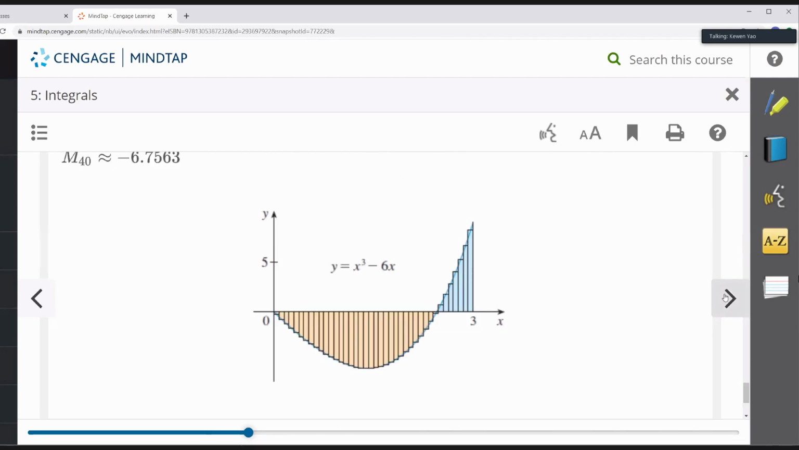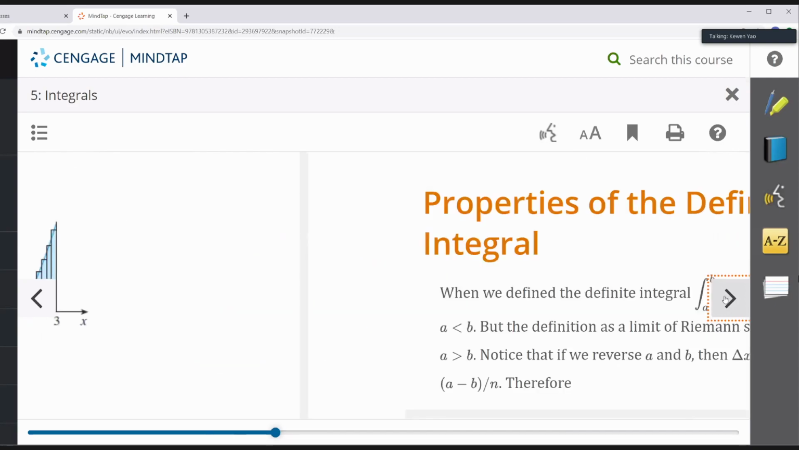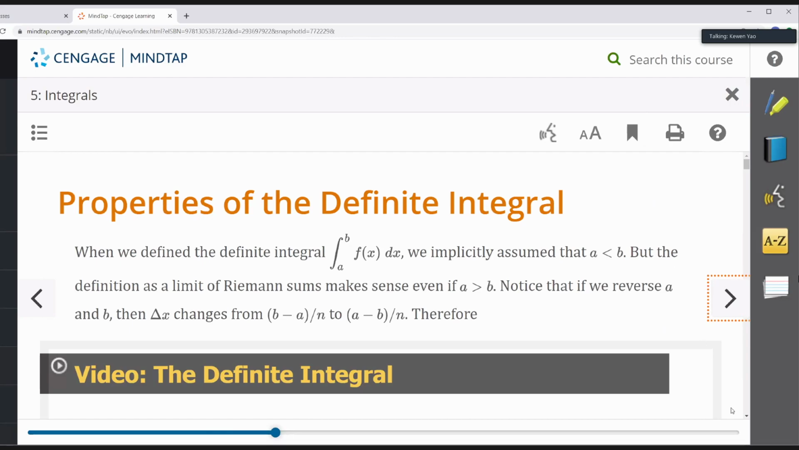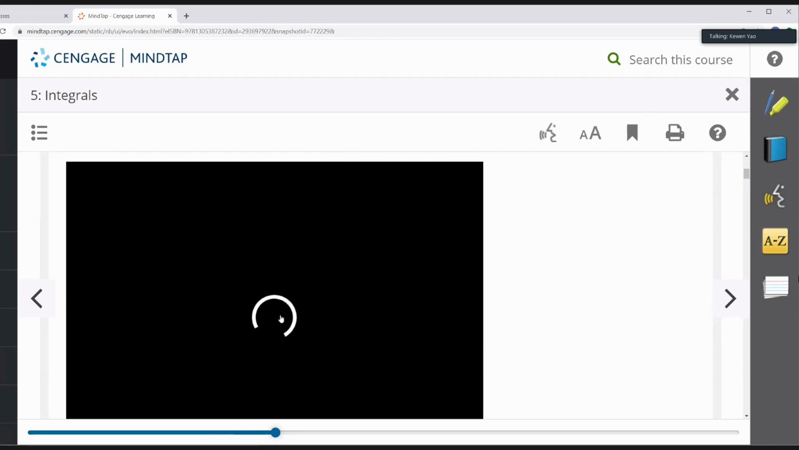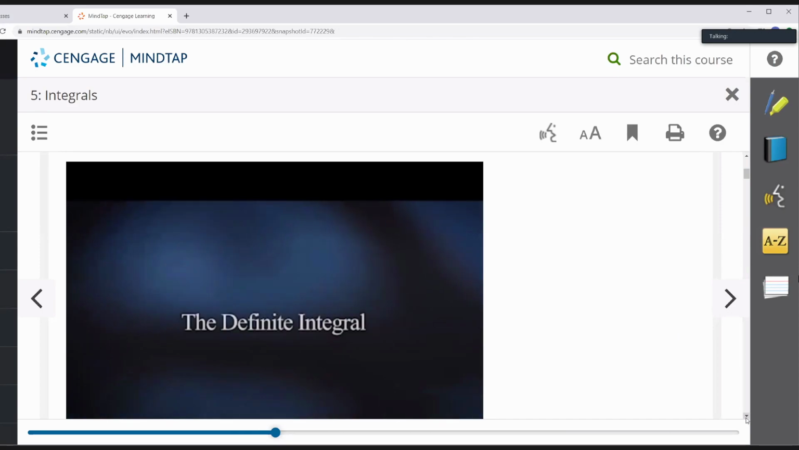Okay, next. Now let's take a look at the properties of the definite integral. So what's the property here? Let's take a look at the video first. We have a lot of time.